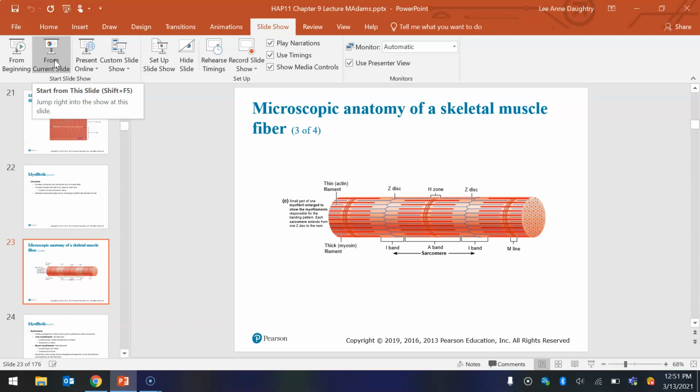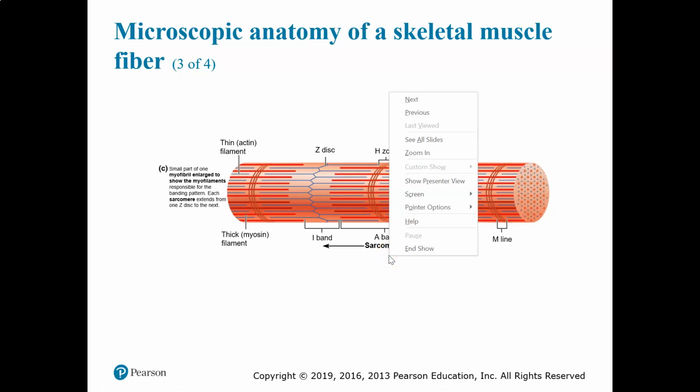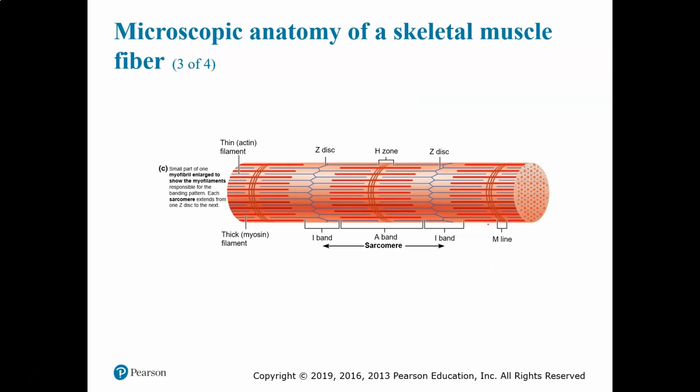So we left off, we were discussing skeletal muscle fibers, and we left off with the sarcomere, which is an individual contracting unit of muscle. One sarcomere, as you can see here, extends from one Z disc or Z line to another Z disc or Z line.